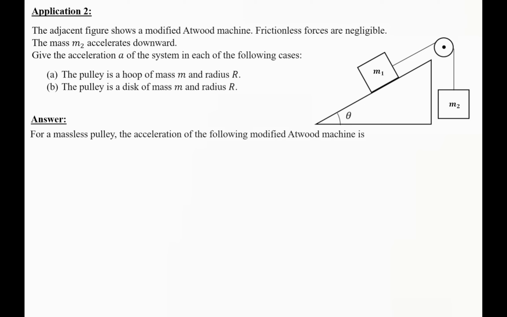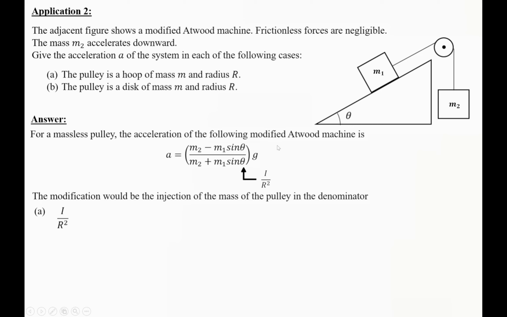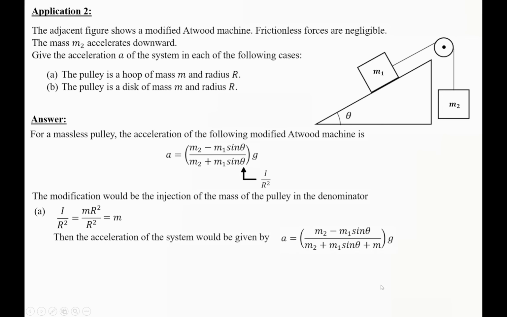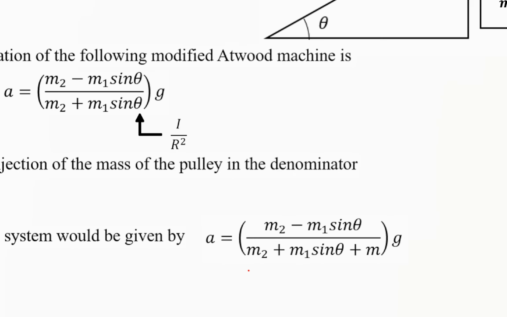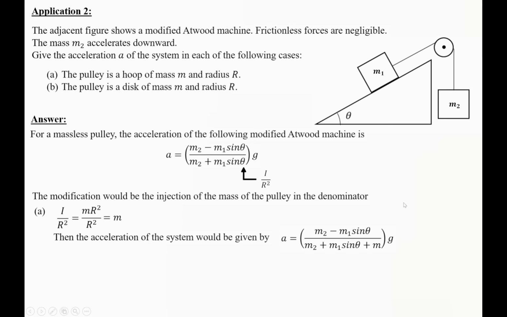First, let's recall the acceleration of such machines for a massless pulley. It would be given by m2, which is helping the motion, minus m1 sine theta, which is opposing the motion. Here we're supposing that it is accelerating along m2, which is downward, divided by m2 plus m1 sine theta. Now we're ready to implement the modification, which is injecting mass I over r square. In the case of a hoop, I is mr square divided by r square, that is m, and the acceleration would be given with the numerator invariant, whereas in the denominator we would add an m.